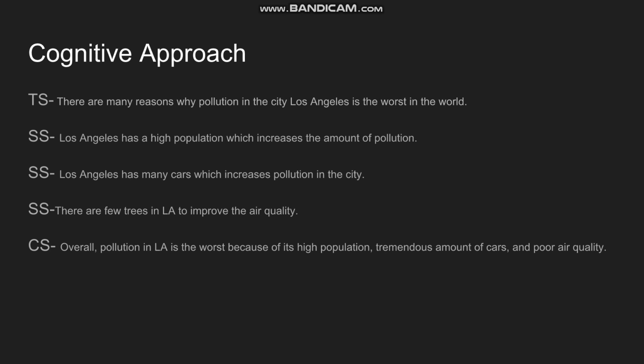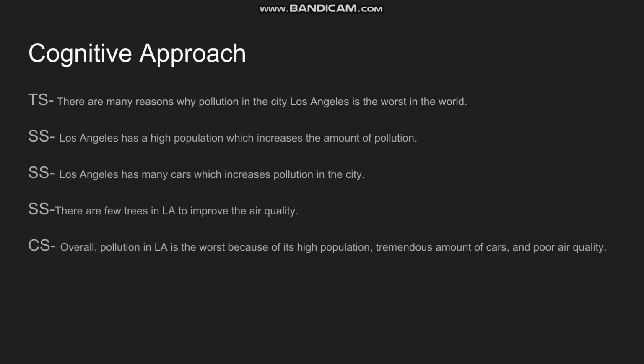Now that might not be accurate, but I'm going to hopefully get some supporting details and some fillers to make you think that. So, what is my supporting detail number 1? How can I make people think this? So Los Angeles has a high population which increases the amount of pollution. That makes sense to me. Hopefully it makes sense to whoever reads this. Now I need to build off that.